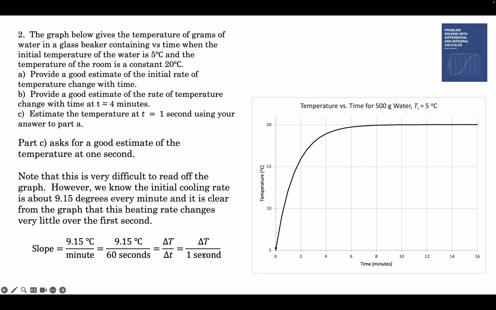And if we're close to 0 and we can use 9.15 degrees Celsius per minute, which we can at 1 second, we can calculate delta T by just multiplying both sides of the equation by 1 second. So delta T in 1 second is 0.15 degrees Celsius. That's the change in temperature. It started at 5. So at 1 second, it's about 5.15 degrees Celsius. That's problem 2.